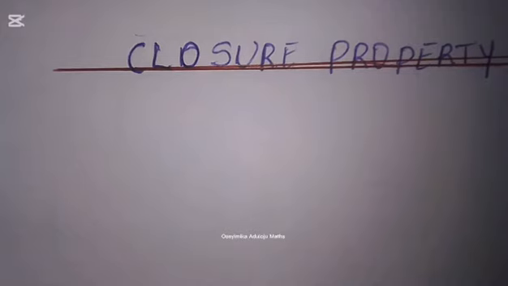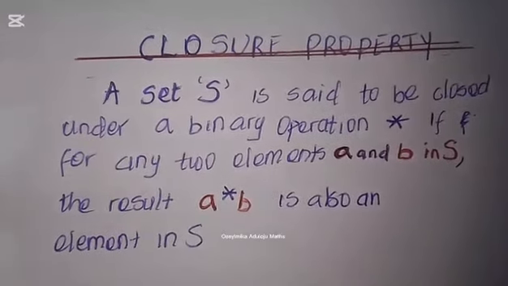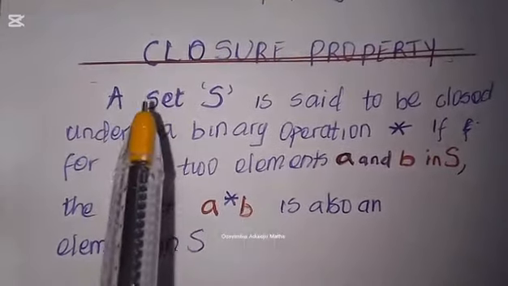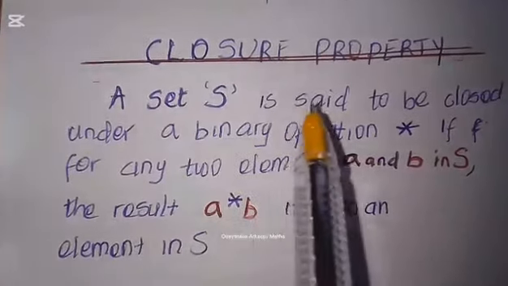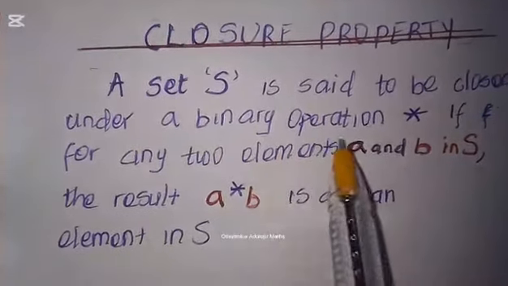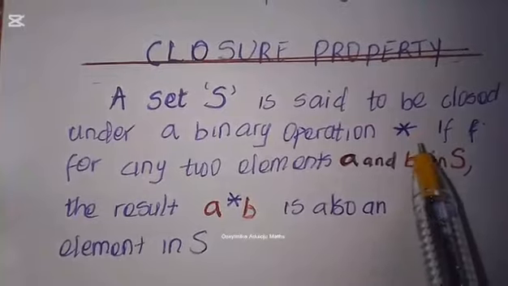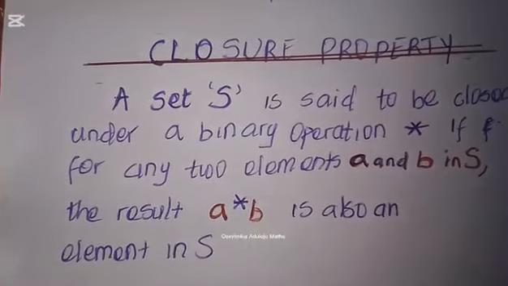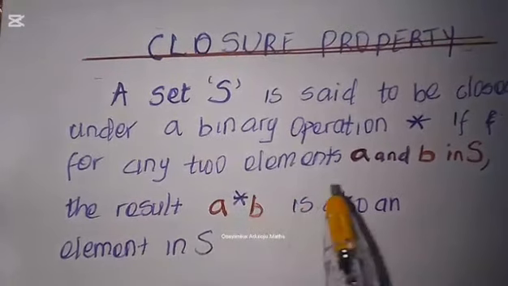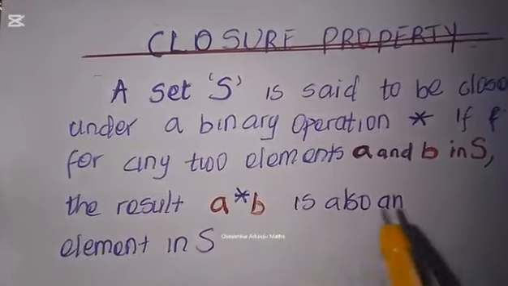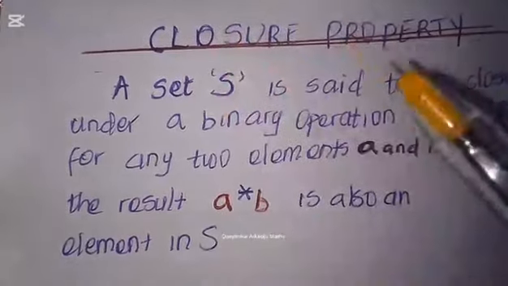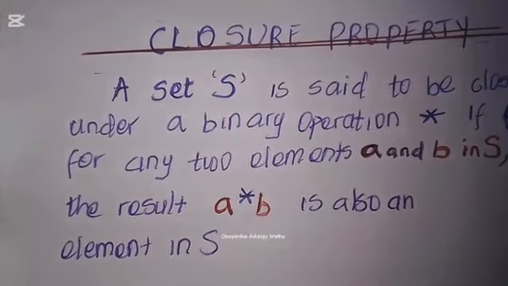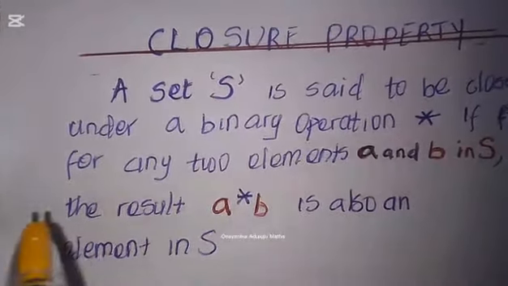So what is a closure property? What does it say? A closure property says that a set S is said to be closed under a binary operation asterisk if for any two elements A and B in S, the result A asterisk B is also an element in S. So now let's take an example under this closure property to understand this statement.